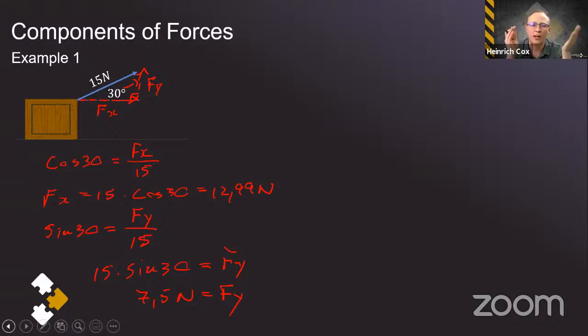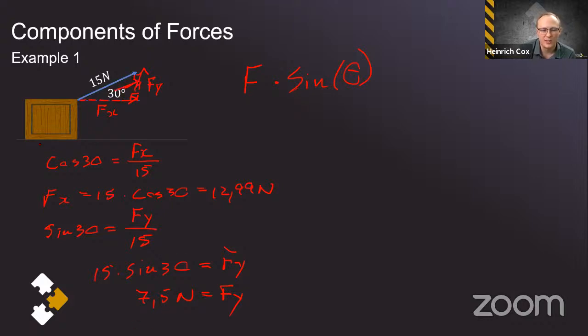So basically, whenever we're trying to find an adjacent component, the one next to the angle, we use cos. Whenever we try to find the opposite component, the one that's opposite the angle, we use sine, right? And we often take the shortcut of just taking the force itself multiplied by sine of the angle, if we're looking for the one opposite the angle. It's basically just skipping this step of writing first the trig function as the subject of the formula.